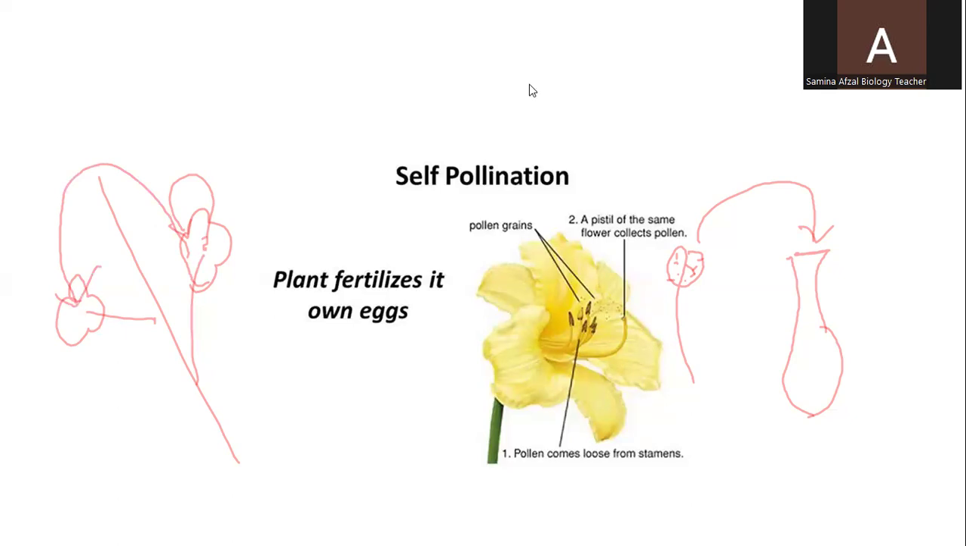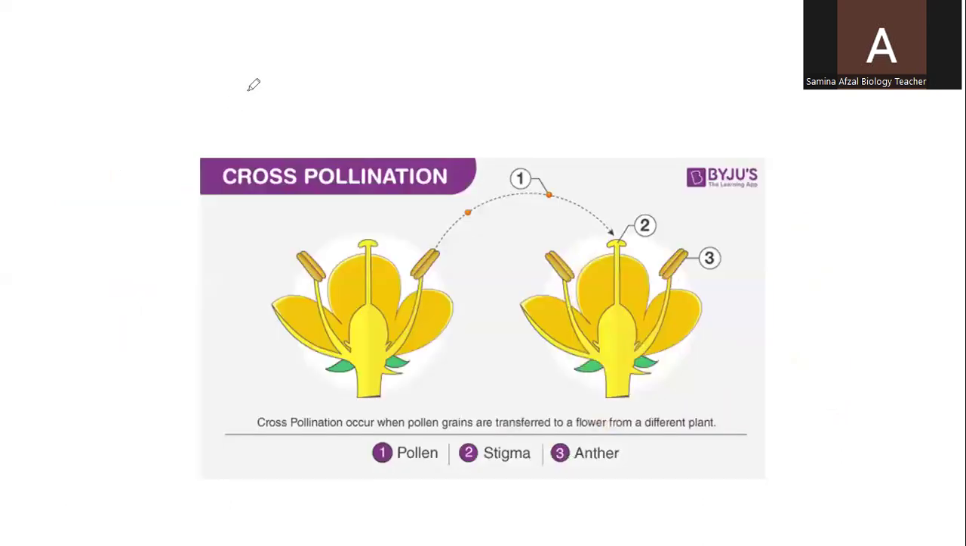The second method of pollination is called cross pollination, in which the pollen grains are transferred from one flower to another flower of the same species. The plants will be different, and the pollen grains will be transferred from one plant to another plant of the same species. So this is called cross pollination. In this way, variations will originate.